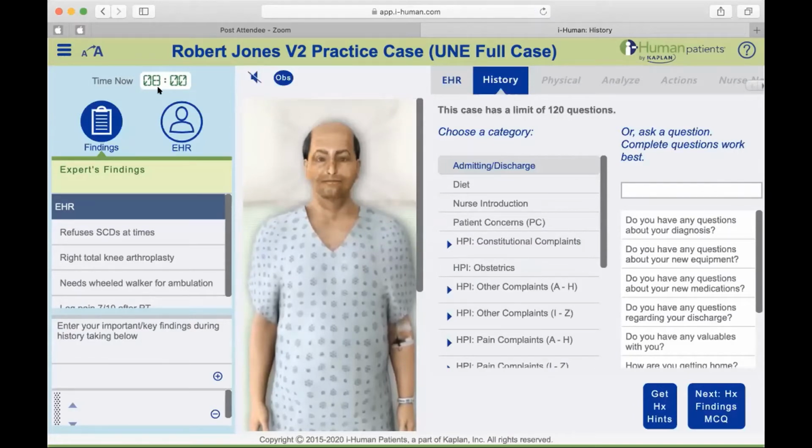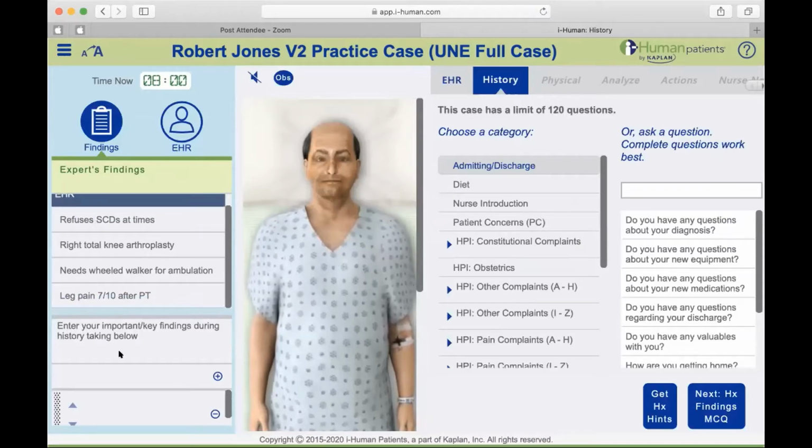Here again, we've got our time, but over on the left, this is now the expert key findings from the electronic health record, and that's what we're going to build on. Once again, the student has their clipboard to write the key findings. We can ask Robert questions in 2 different ways.